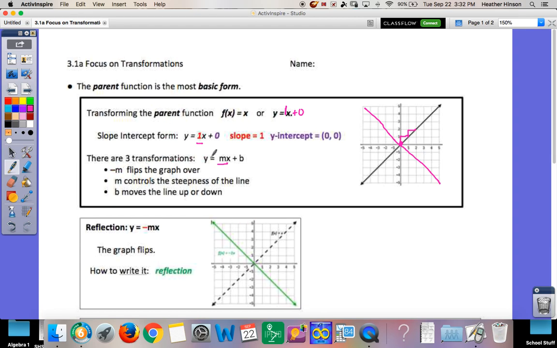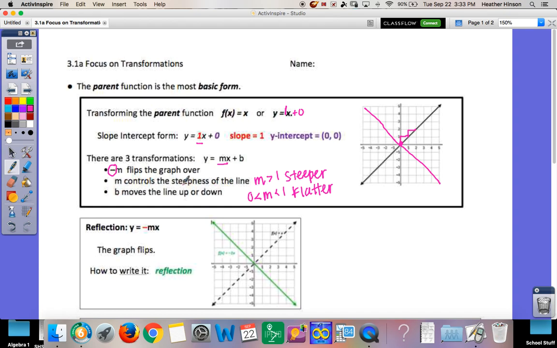So your negative on your slope is going to flip your graph the other way. Instead of it going up, it's going to go down. The actual number m controls the steepness. It can make it steeper or it can make it flatter, depending on the number. If your m is greater than 1, it's going to be steeper. If your m is between 0 and 1, not less than 1, but between 0 and 1, it's going to be flatter. If it's less than 0, that means it's negative, and that's your flip. That's when it's going to reflect.